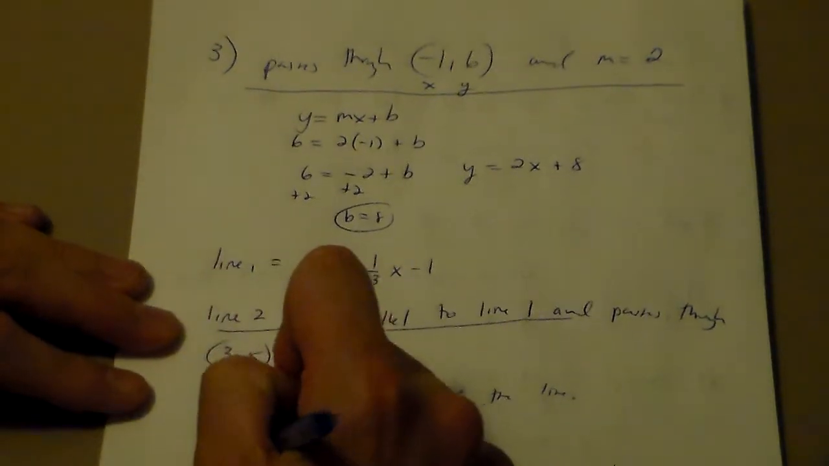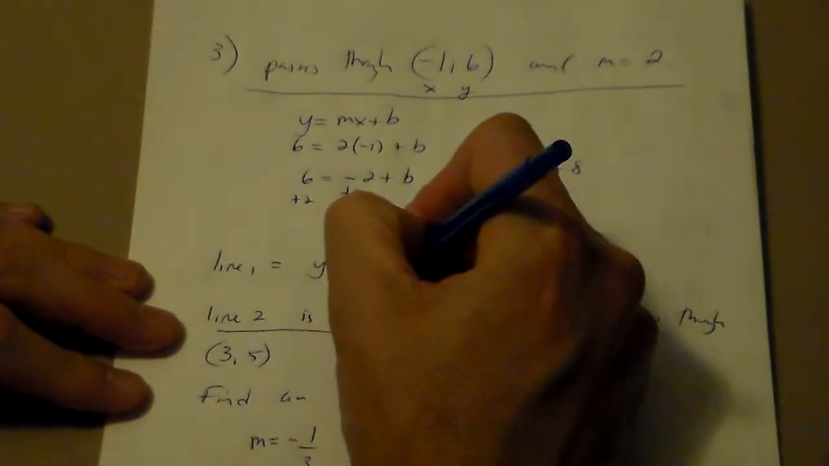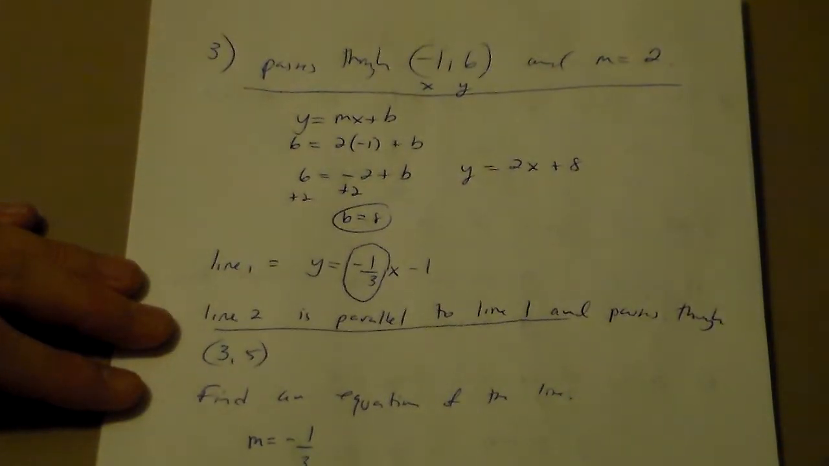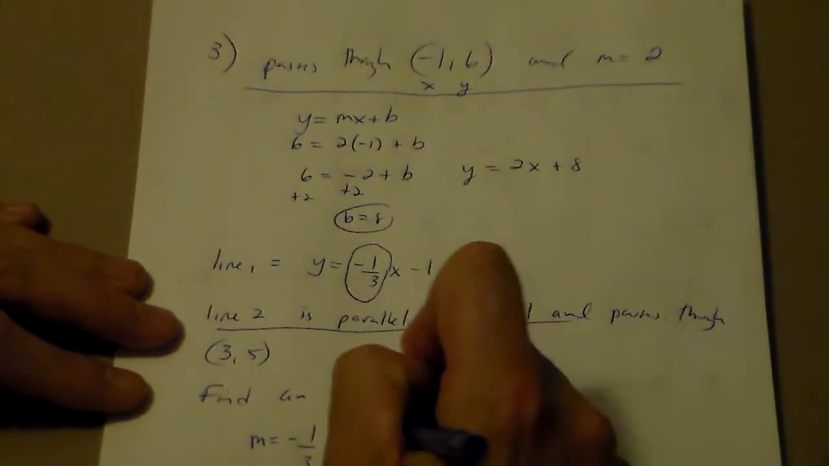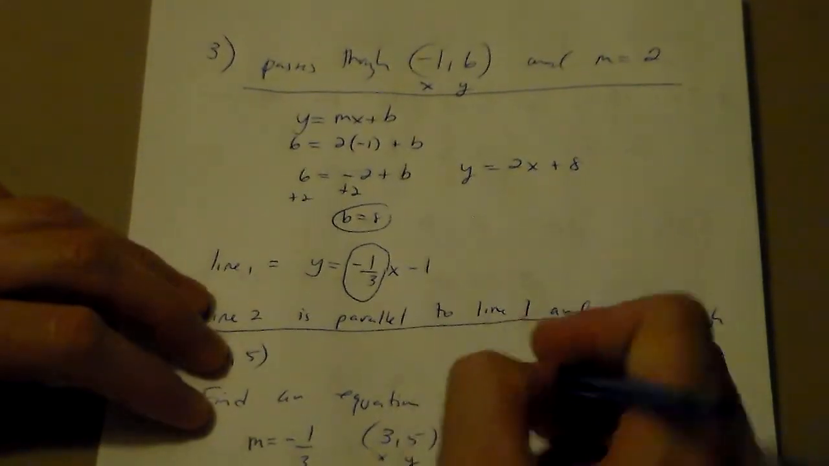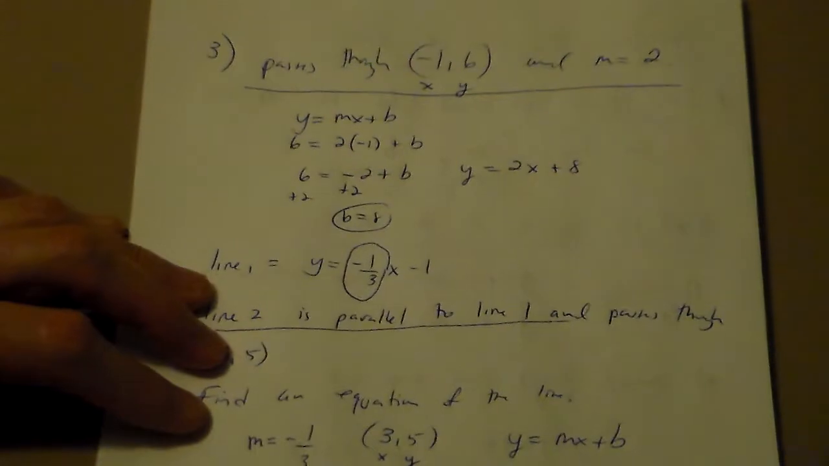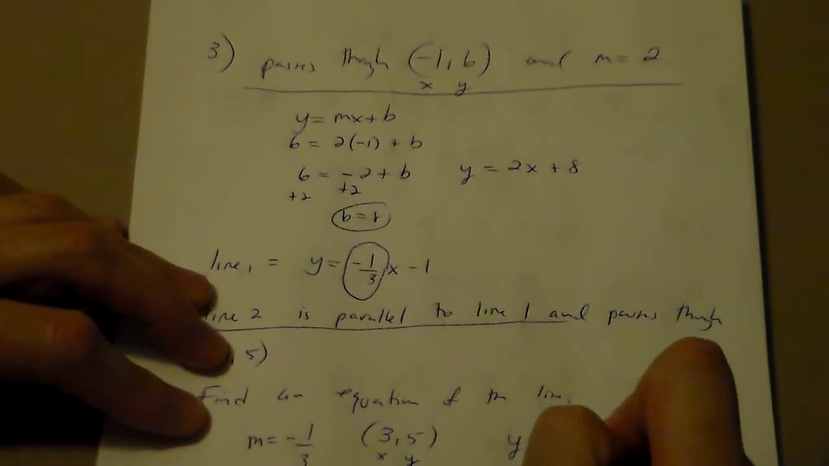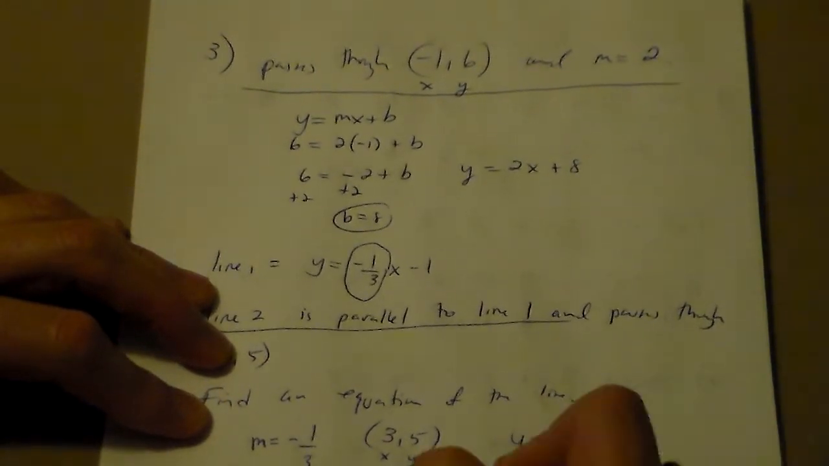So I could say that m is equal to the same slope here. So that slope is negative 1/3. So the new line has to have the same slope. So that slope is negative 1/3. It passes through (3, 5). That's an x. That's a y. We've got to go to y equals mx plus b. y equals mx plus b. y is 5. My slope is negative 1/3. My x is 3, plus b.